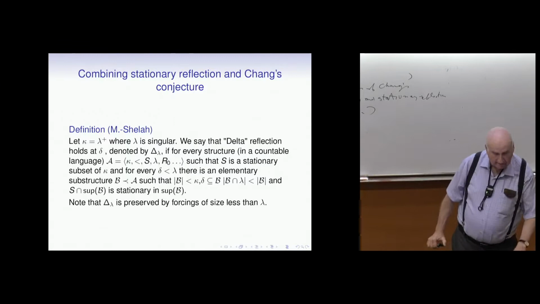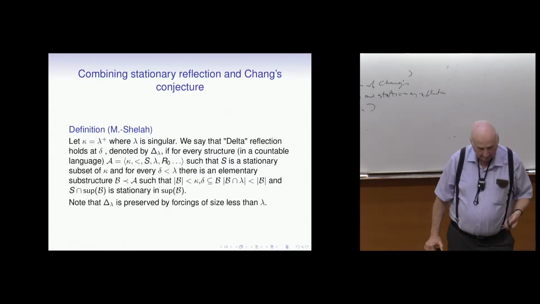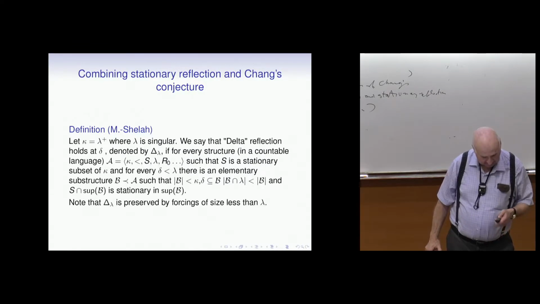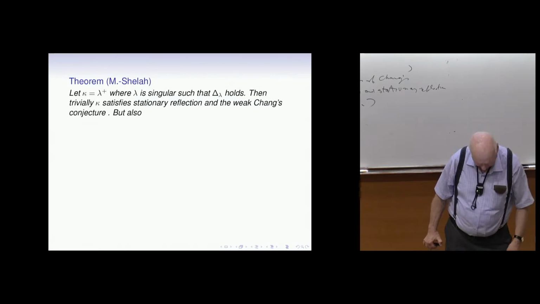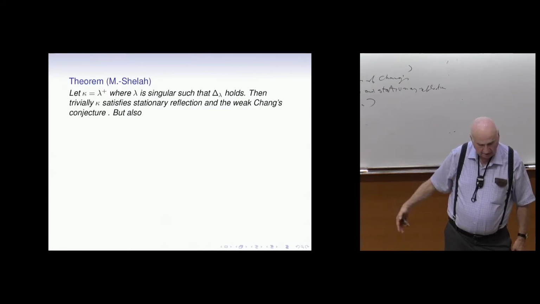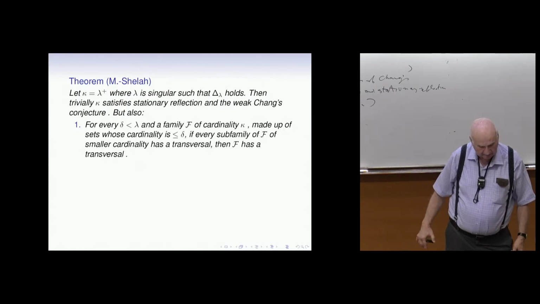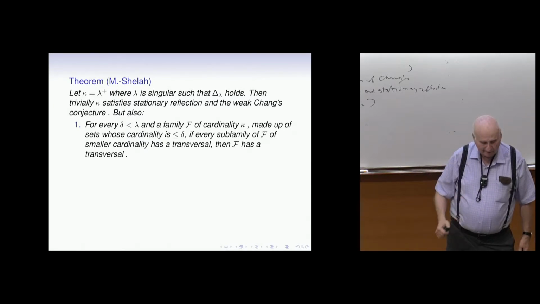Now, the nice thing about this reflection property is that it's preserved under forcing of size less than lambda. You can easily check that. Okay, so now suppose that you have a successor of a singular cardinal and this property holds. Then it trivially satisfies stationary reflection, and definitely satisfies weak Chang conjecture, that follows from the definition. But also, all the compactness properties we listed before, except one, you have.